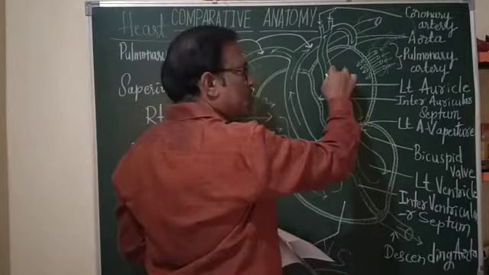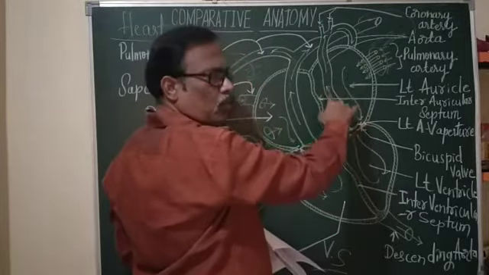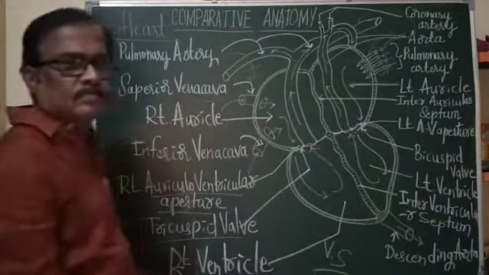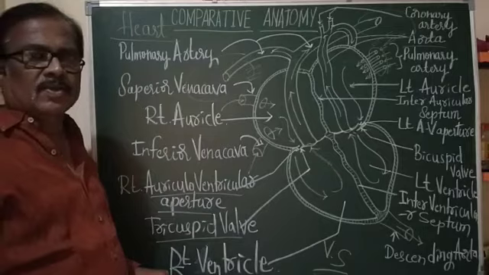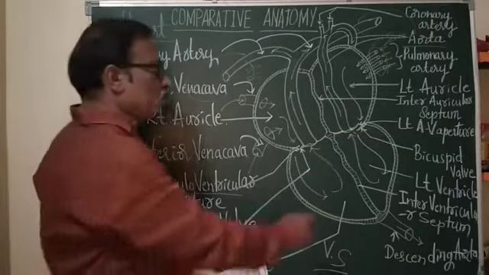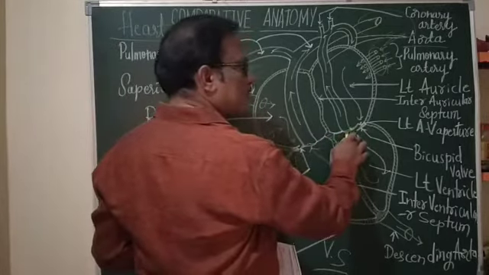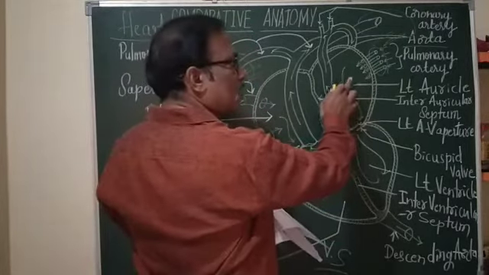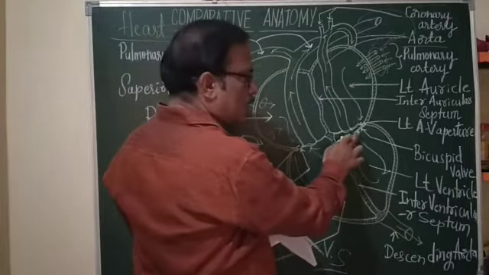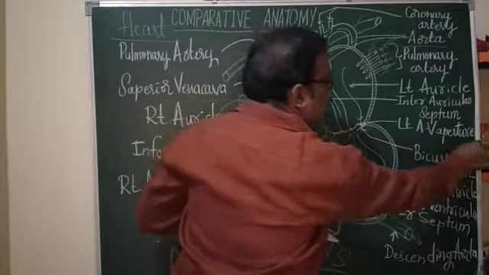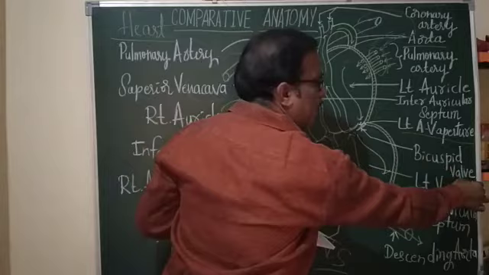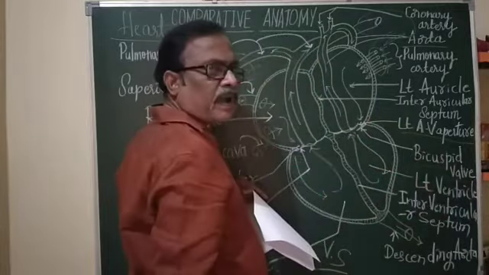From the left ventricle arises the largest artery of the body. This largest artery of the body is called the aorta. So the blood from the left auricle pumps into the left ventricle through an aperture called the left auriculoventricular aperture, and this left auriculoventricular aperture is provided with a valve that is called the bicuspid valve.